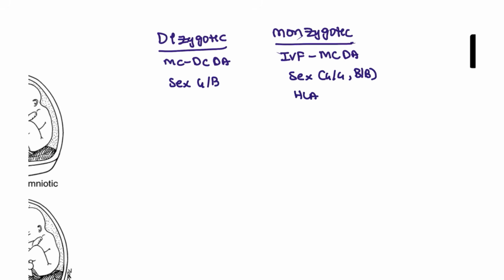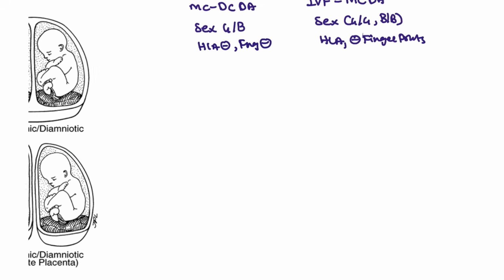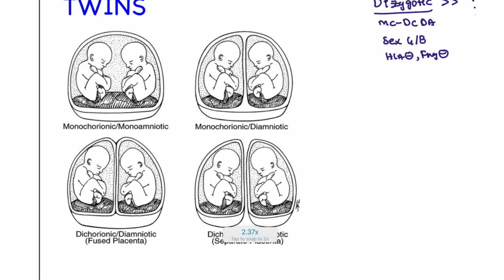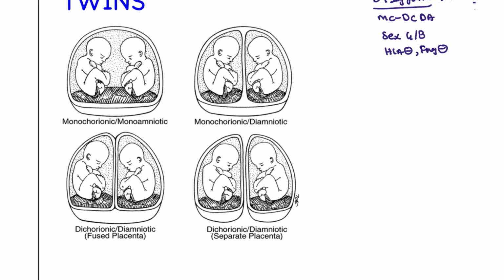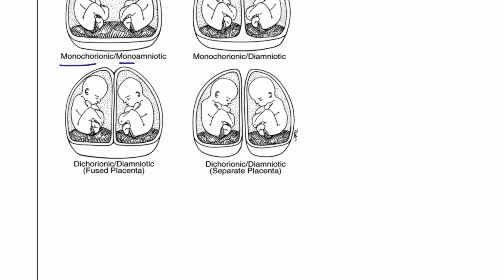So the same HLA will be seen, but the fingerprints will be different. Fingerprints will be different for these babies, and here everything will be different. HLA is different, and the fingerprints are also different for these babies. So that is the difference between dizygotic and monozygotic, and the most common is dizygotic. How we are going to differentiate will be presented separately. So monochorionic monoamniotic patients, here you can see, this is the monochorionic monoamniotic.